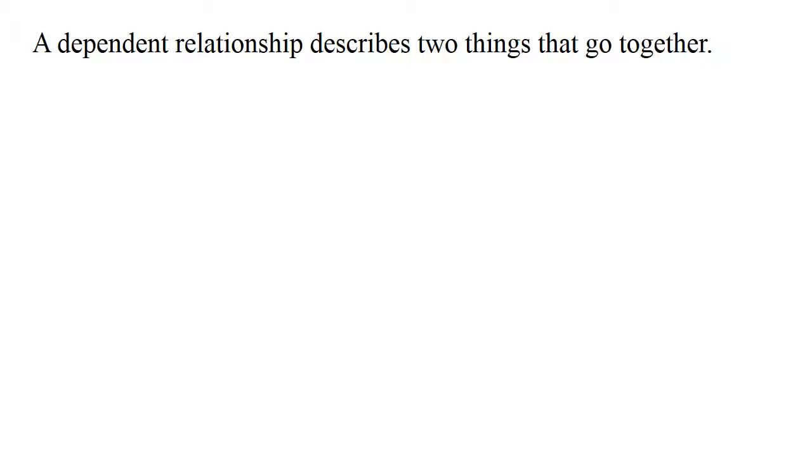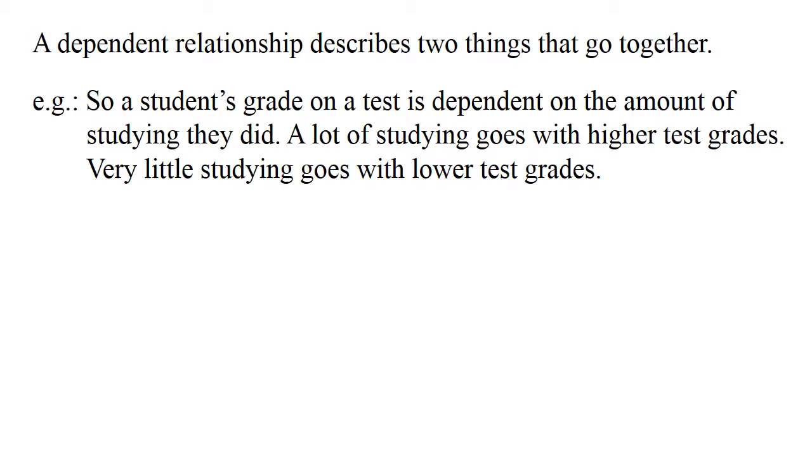A dependent system would be when you describe two things that go together. So let's say we were looking at the relationship between studying and grades. You might say something like a student's grade on a test is dependent upon the amount of studying they do. If they do a lot of studying, they get higher grades. If they do very little studying, they get lower grades. So studying and grades, those are two things that go together. So dependent is looking at that kind of situation where two things match up and travel on the same path.